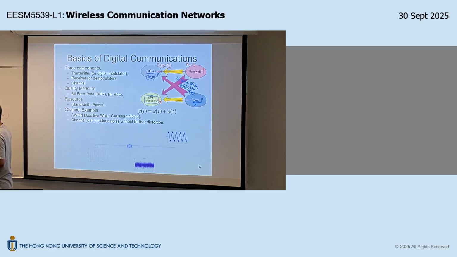Since these points are on the same circle, when you switch between this symbol, only the phase is changed. The amplitude doesn't change that much, right? So therefore, for 16 PSK, the peak to average ratio is much less than the peak to average ratio for 16 QAM.